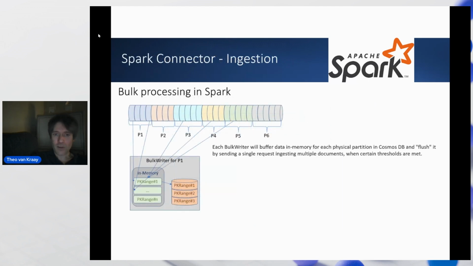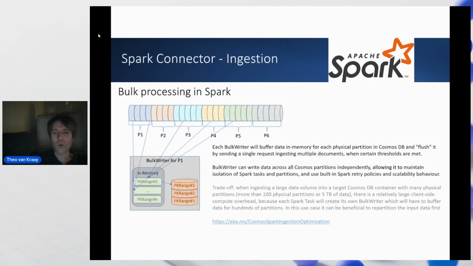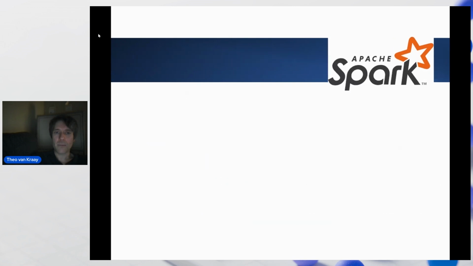There's a bunch of stuff here explaining how the Cosmos connector works. I won't go through everything, but I'll just mention this link on optimization of Spark ingestion. If you are intending to do that with Spark, or you think that would be useful, definitely check out that documentation for how to do that properly.